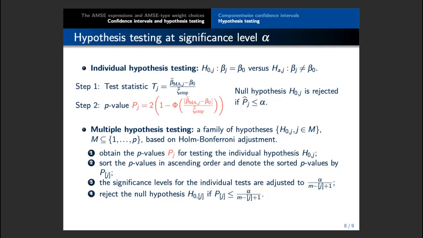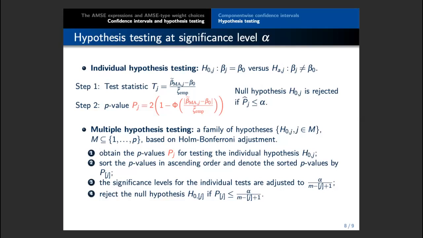In the first step, we construct the test statistic, which is defined as the difference of the model average version of the beta tilde estimator and the value that we want to test, scaled by the estimator of the standard deviation zeta bar emp. In the second step, we calculate the p-value using the standard normal distribution evaluated at the absolute value of the test statistic. A null hypothesis is rejected if the calculated p-value is less than or equal to the significance level alpha.